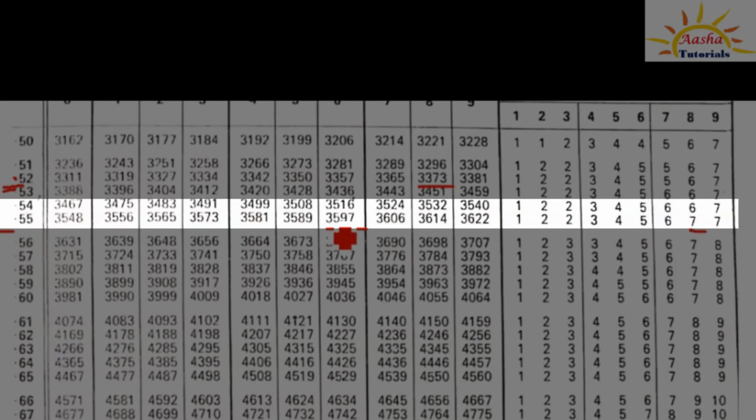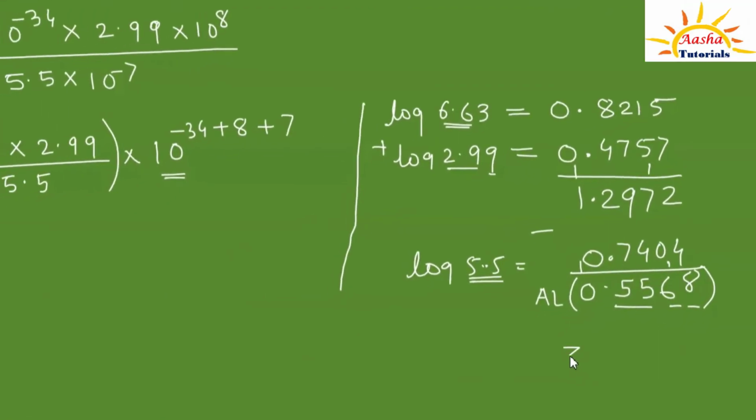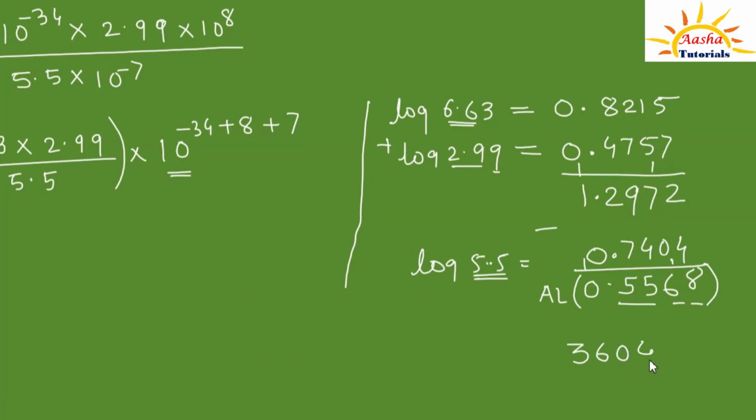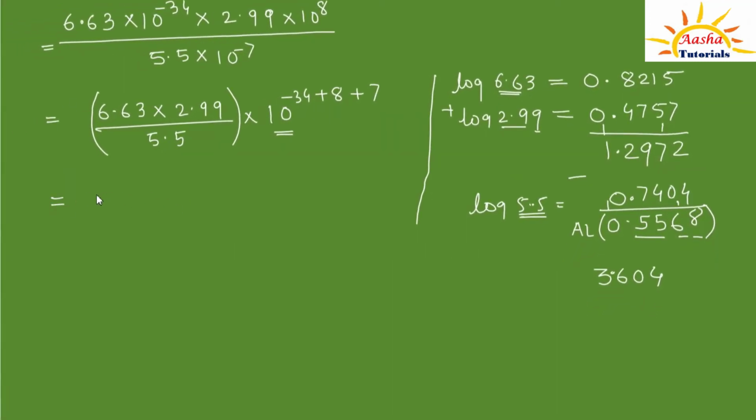So how much do we have? This is 3597 plus 7. So how much do we get? That is 3604, right? 3604. And where do I put the decimal point? If I add 1 in this 0, I get positive 1. So just after one digit, I will write the decimal point. So after solving this bracket, definitely with the help of log table, I'll get this answer, that is 3.604.